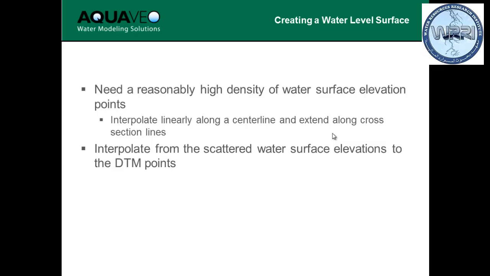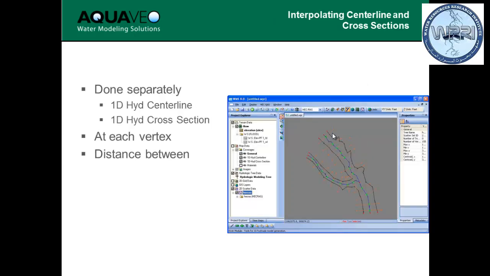To create a good water surface, you need to interpolate your water surface elevations. You need to get as many water surface elevations as you can. This is a HEC-RAS model that I ran. These green dots are my water surface elevations. I can get additional water surface elevations by using this interpolate command in the 1D centerline coverage. Then I have these additional points. And if I use the interpolate command in the 1D cross-section coverage, I'll have additional points along each of my cross-sections.